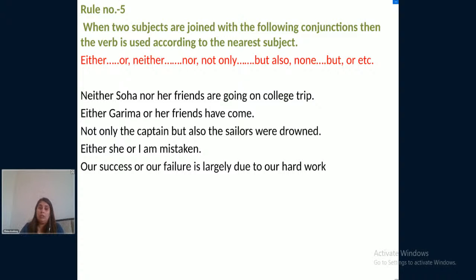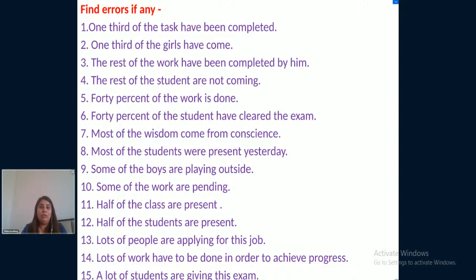We have done a few words related to vocab, and today we are going to take the same chapter in detail, right? So let us start with some of the sentences. Okay. So here it is mentioned, find errors if any. Okay.